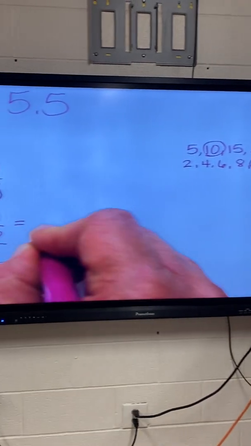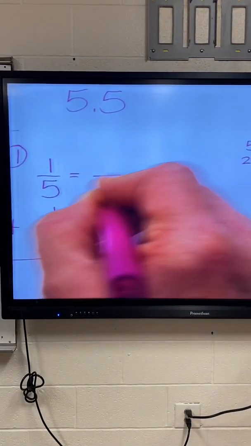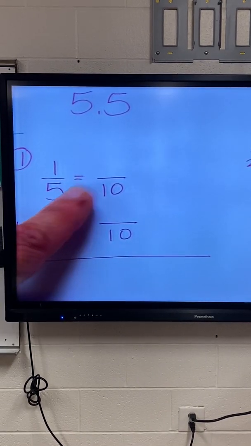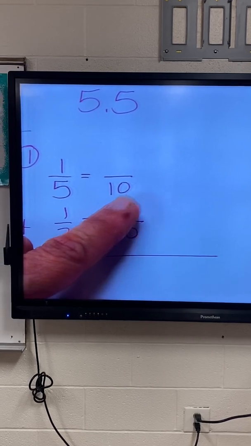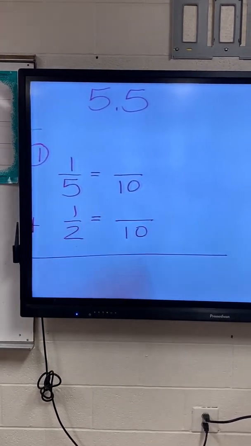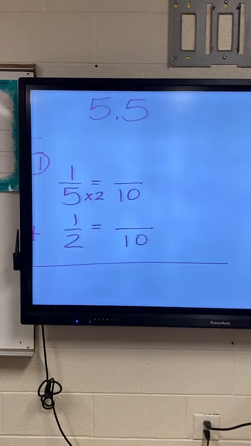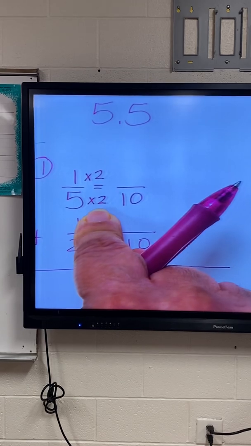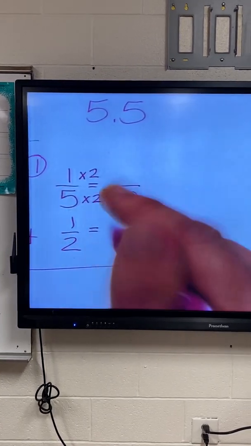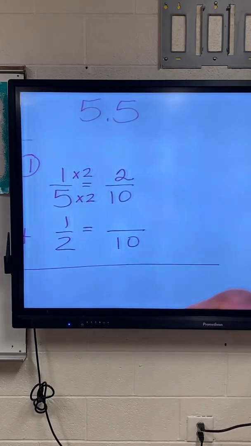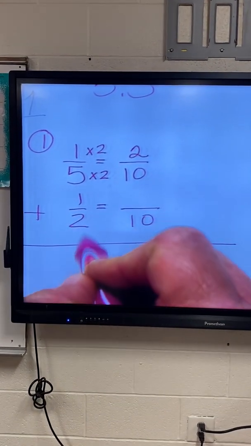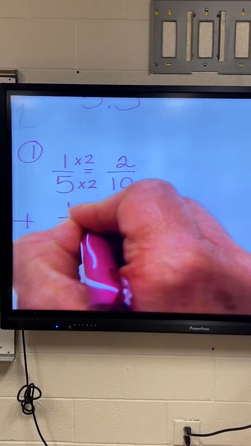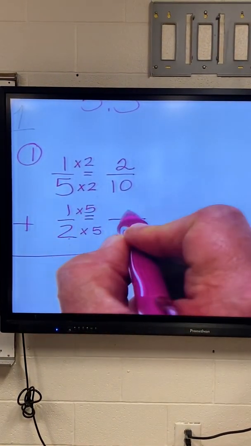So what I'm going to do now is convert 1/5 to an equivalent or equal fraction with the denominator of 10. Now, how did I get from 5 to 10? Well, I multiplied by 2. So whatever you do to the denominator, you need to do the same exact thing to the numerator. So 1 times 2 is 2. If you look at the bottom fraction, how did I get from 2 to 10? I multiplied by 5. So I will do that to the top. 1 times 5 is 5.